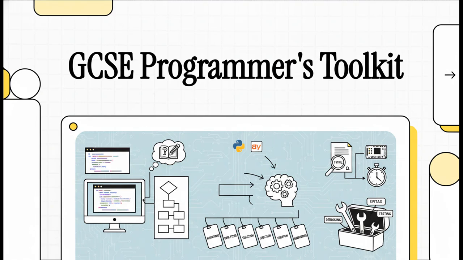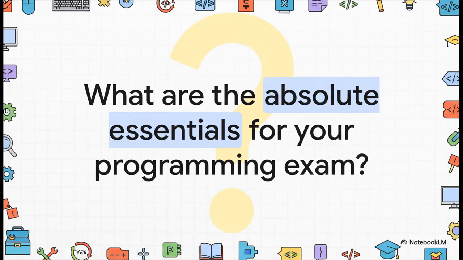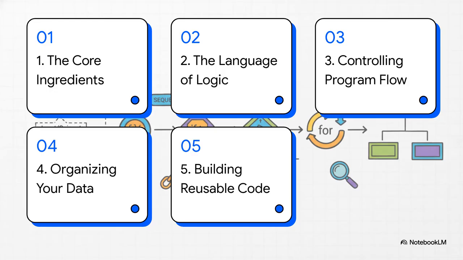Welcome to this explainer. We're going to get you kitted out with the fundamental tools you absolutely have to have ready for your GCSE Computer Science programming exam. So what we're going to do is break down all the key stuff from Section 2.2 of the OCR J277 specification. You can think of this as us opening up the Ultimate Programmer's Toolkit and looking at every single essential item one by one. So here's the game plan.